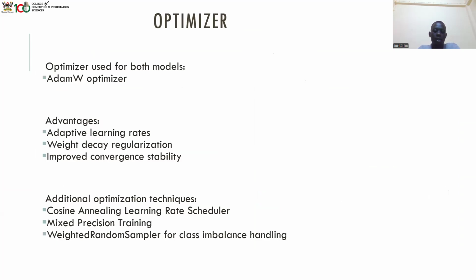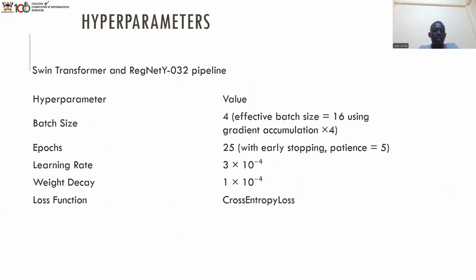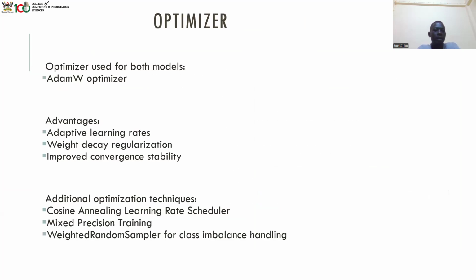For the optimizer in this case, I used the AdamW optimizer. It's an adaptive learning rate optimizer. It updates the model weights in order to minimize the loss function. Here it also helps us determine how the model parameters should change after each batch. Its advantages are adaptive learning rates, weight decay regularization, and improved convergence stability.